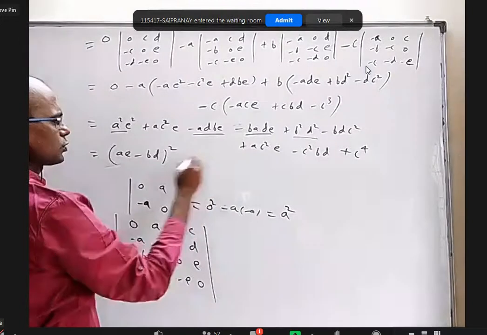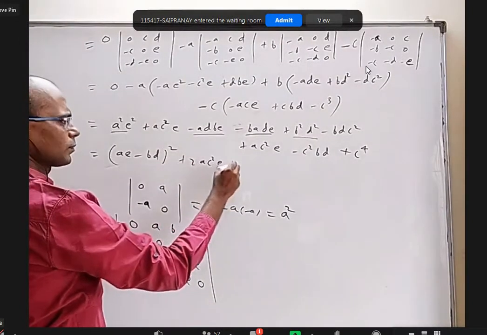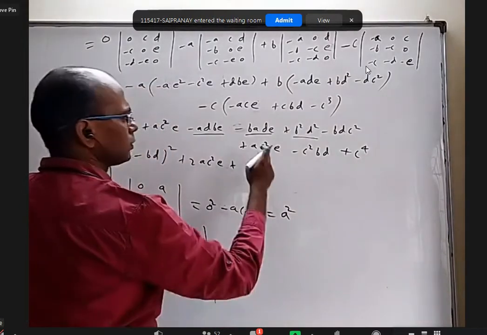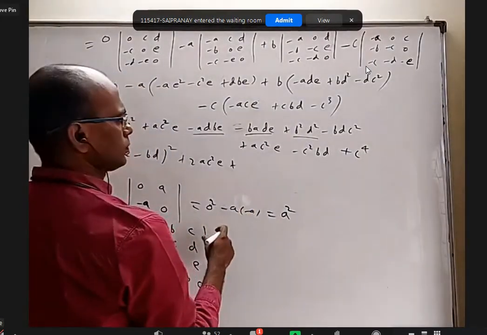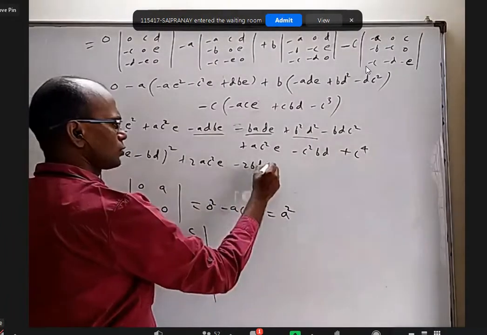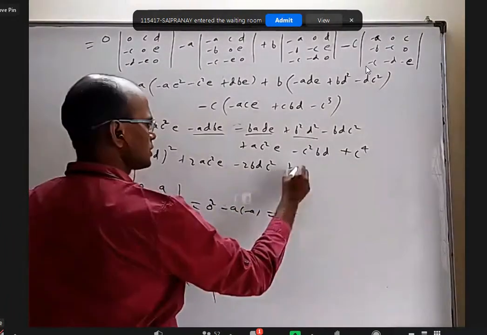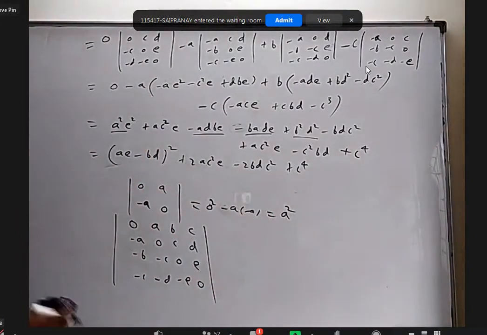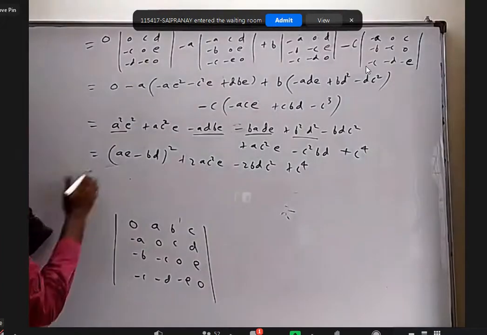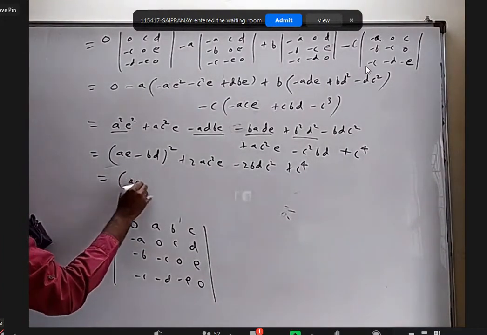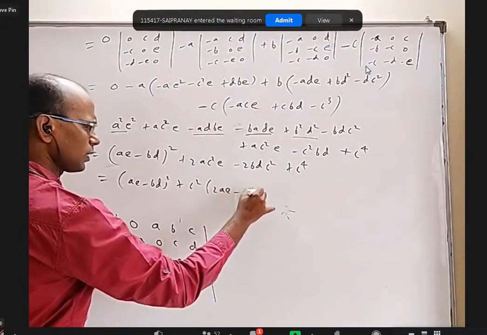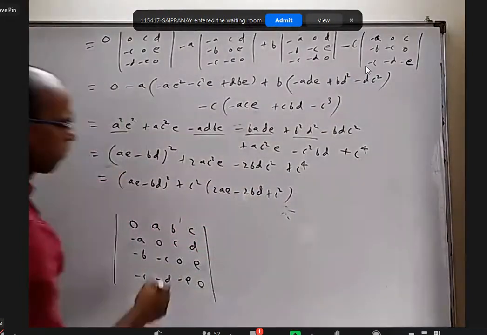Okay, let us add these two. 2AC square E. And which one I left with? This and this. Minus 2BD square. Minus 2BD C square. Plus C power 4. Okay. We can take C square common. Like that. Yeah. We can do. Yes. AE minus BD whole square and C square common. 2AE minus 2BD plus C square.